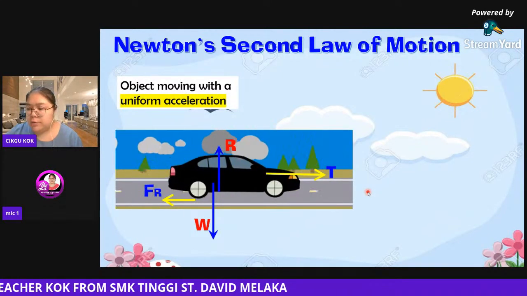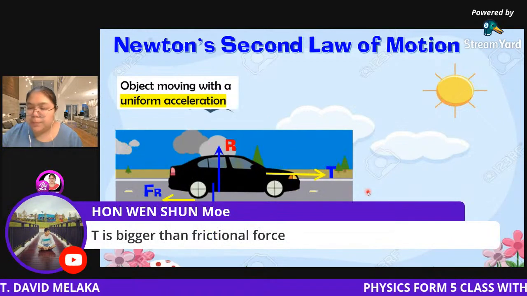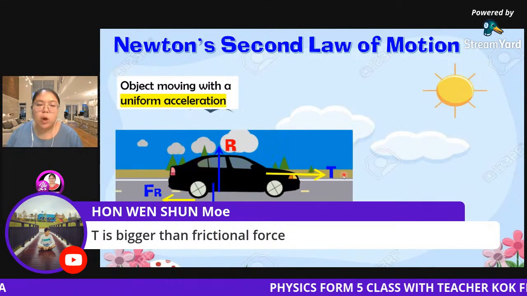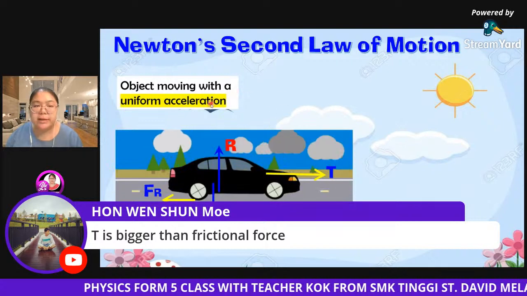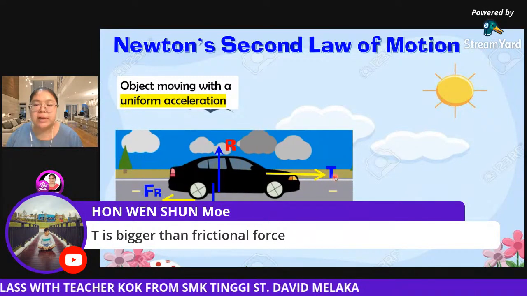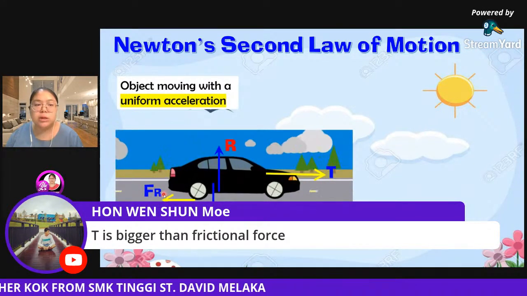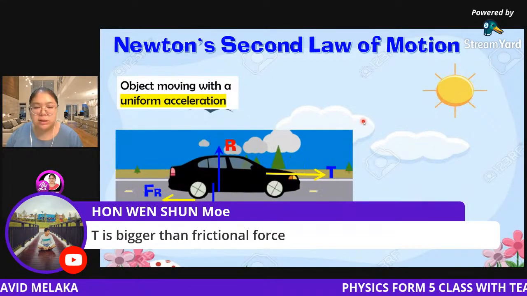From here, T is sure to be higher than FR. The keyword here is acceleration. If the situation is constant velocity, then you can just say T equals FR. So you will also be correct. The answer is T is the biggest.